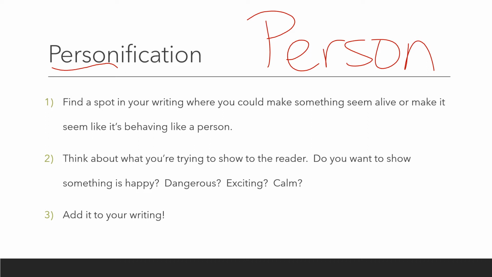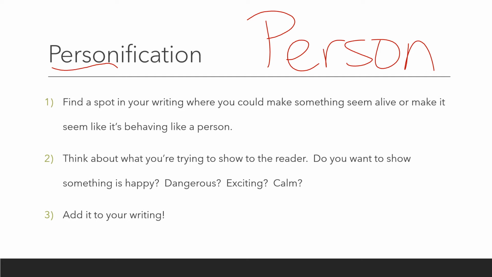Or sometimes we say things like, oh, my car is acting up. Cars can't act up, but sometimes it feels like it. Or you might say, oh man, the door hit my toe. The door can't do that, it's a door. But sometimes it feels like it did it on purpose. So when we give people characteristics to things that are not people, we're using personification. And it makes our writing a lot more interesting.